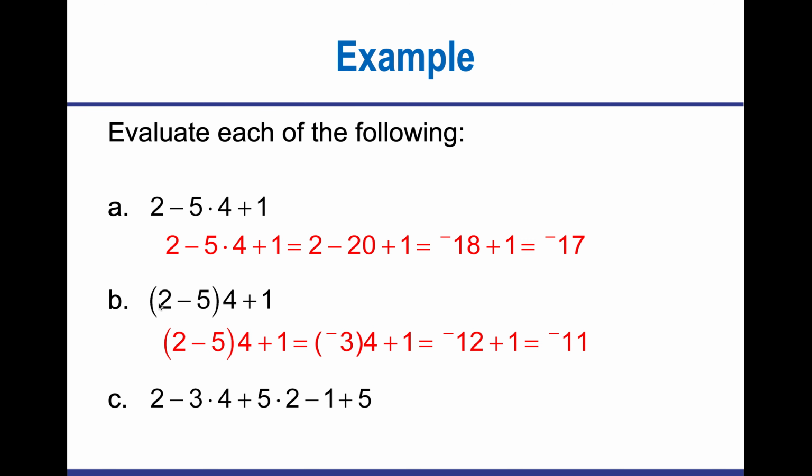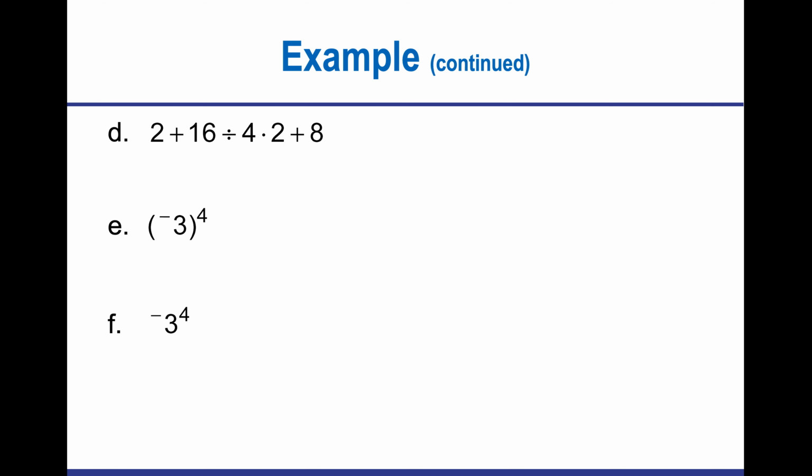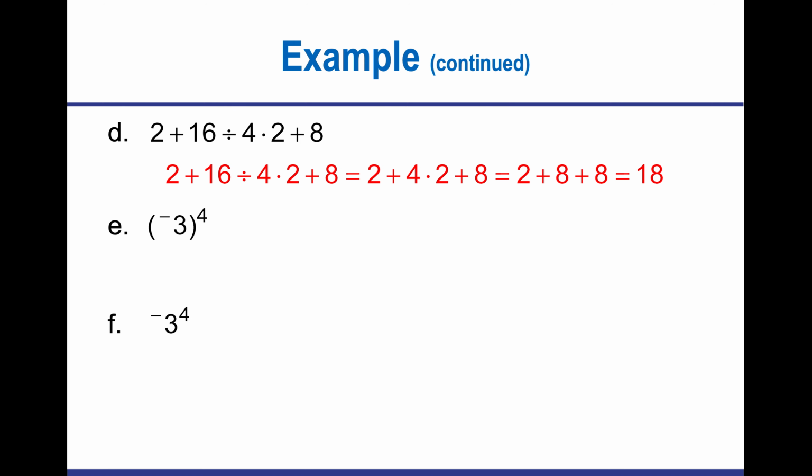Then in B, I have to do the parentheses first. 2 minus 5 is negative 3. Then I have to do the multiplication first. Then I have to add 1. In part C, multiplication comes first. So 3 times 4 is 12. 5 times 2 is 10. And then I'm going to do the addition and subtraction from left to right. These are some additional examples. I want to talk about part E for just a moment.